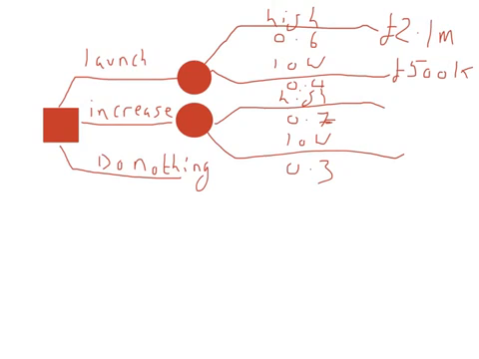Same for the second option, increase spending on advertising. There's a 70% chance that revenue might increase by 1.6 million. But then there's a 30% chance it might only increase by 750,000.